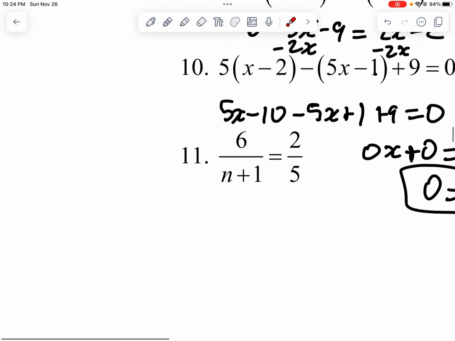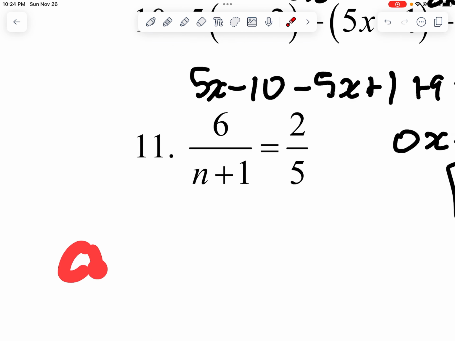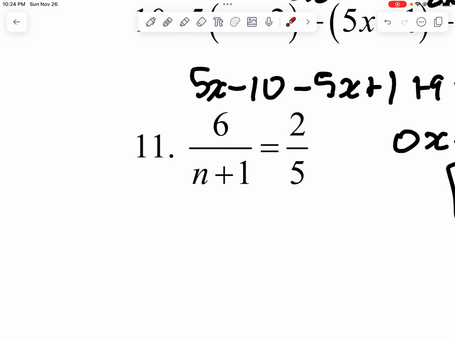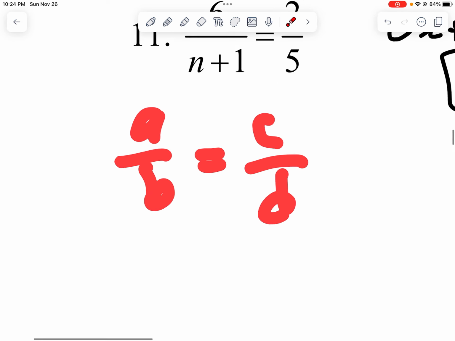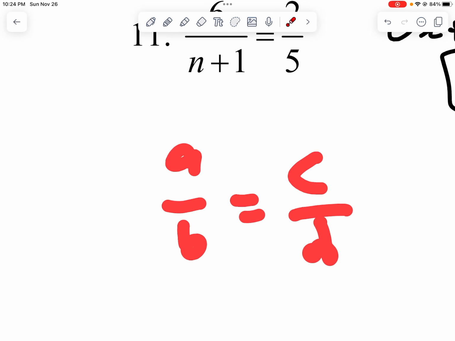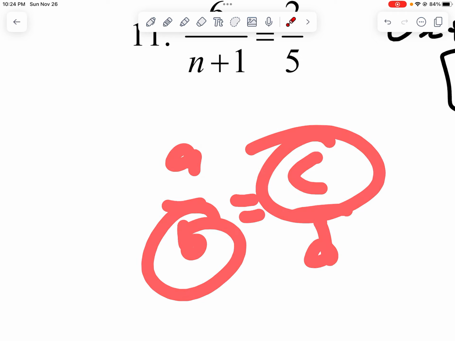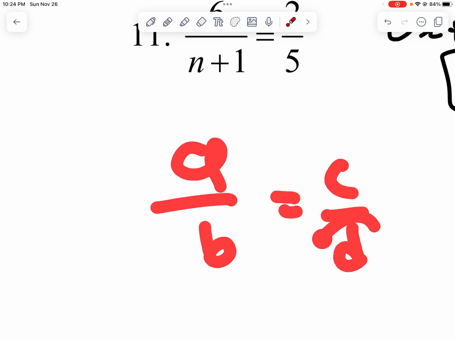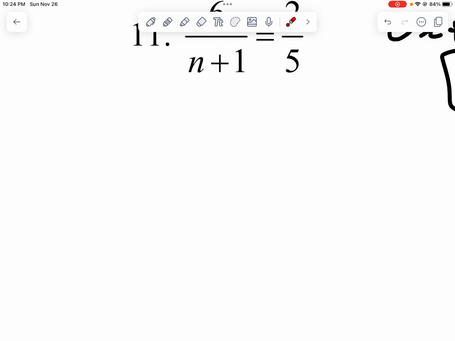When I see these types of questions, I'm automatically thinking of cross multiplication, all right? What is cross multiplication? So if I have a over b equals c over d, what does cross multiplication mean? When it's like this, you always multiply these two, so b and c, and then you always multiply these two, a and d, okay?